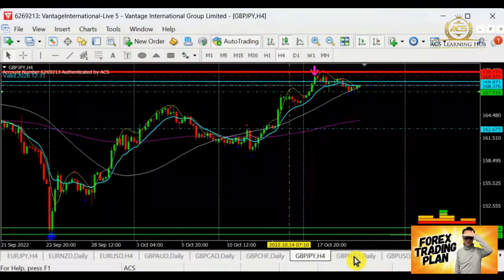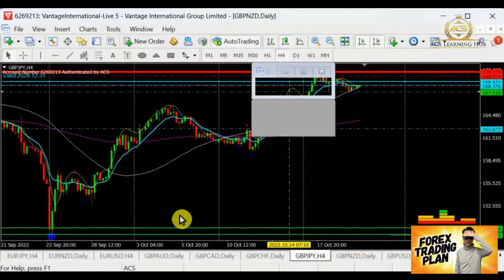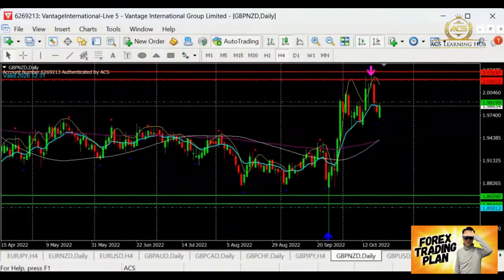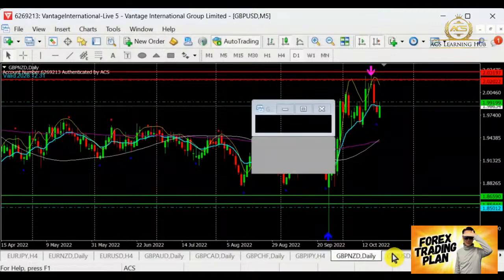So now, let's take a look at Pound Kiwi. So Pound Kiwi over here, tentatively I'm still looking out for buying. So bull is still in control, so I'm going to skip this. Right, Pound Dollar.